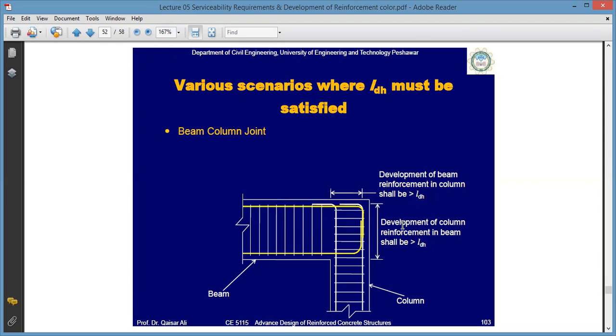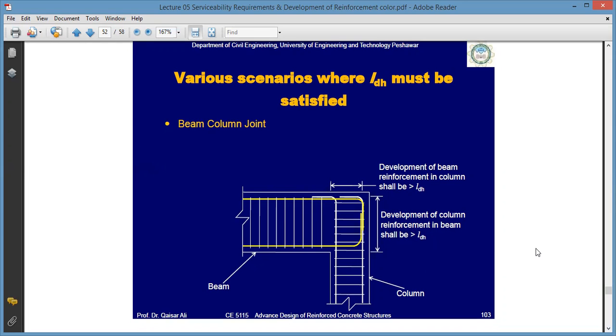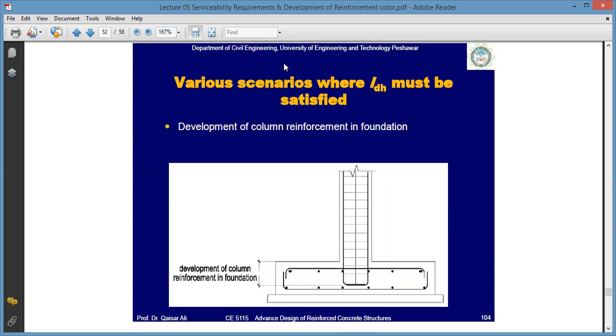Now what about the column? The column is up to here. There is a common joint. So this length for the column should be equal or greater than LDH. Now for the foundation, here is a development length.